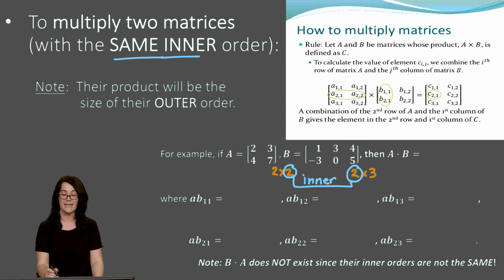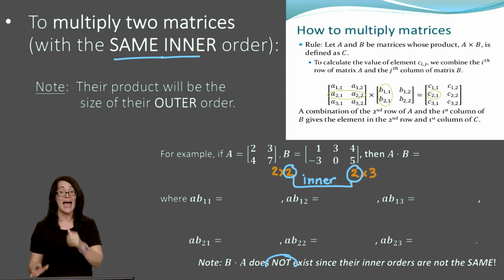So no, B times A does not even exist because the inner orders wouldn't match. Now, right now, that still probably sounds very confusing. So let me go ahead and show you how matrix multiplication works definitionally, and maybe that'll clarify this for you.